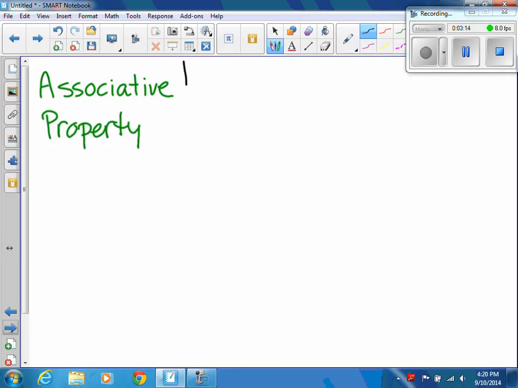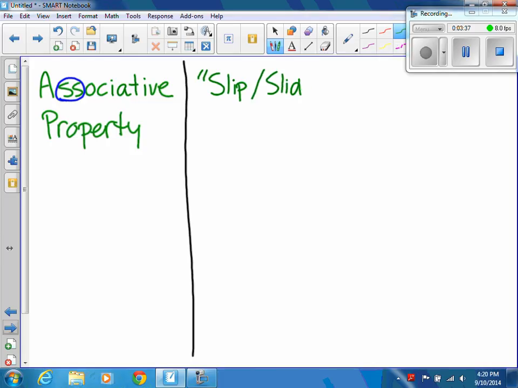Again, I'm going to kind of draw my line here. You can also fold your paper. You might just be continuing on the bottom of your paper underneath of commutative property. One way to think of associative property is these 2 S's right here. This is, if you think of it as being a slip slide, because what's happening is the parentheses are sliding.